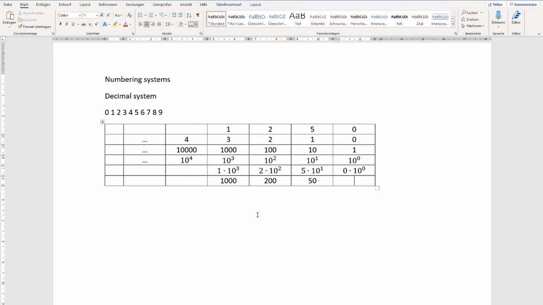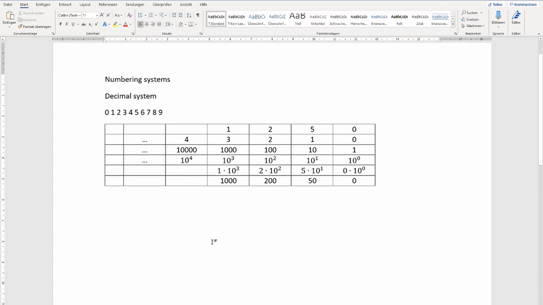Here we have 50. And we have 0. And if I add everything, 1000 plus 200 plus 50 is 1250. Okay? This is how a numbering system is working. We have a reservoir, a pool of symbols. We take all the symbols, and if we are done at one position with all the symbols, we start the next position. The next position is then worth the number of symbols I have multiplied by the number of symbols I have. That's it.